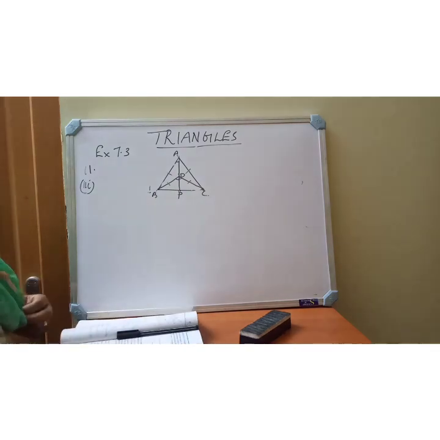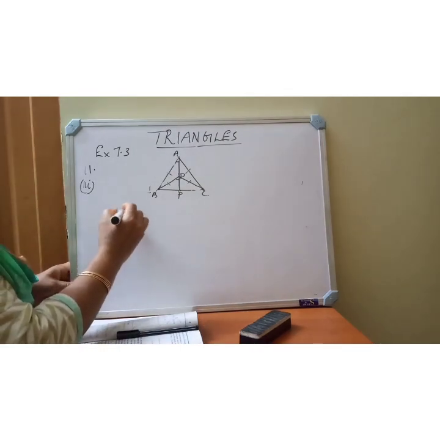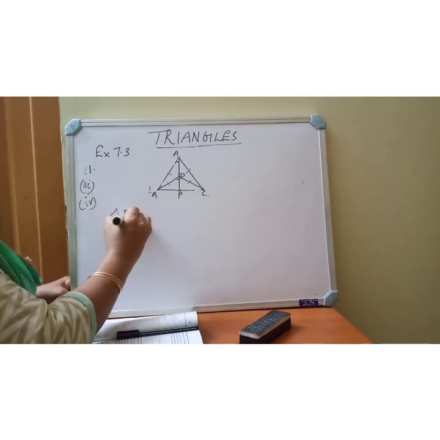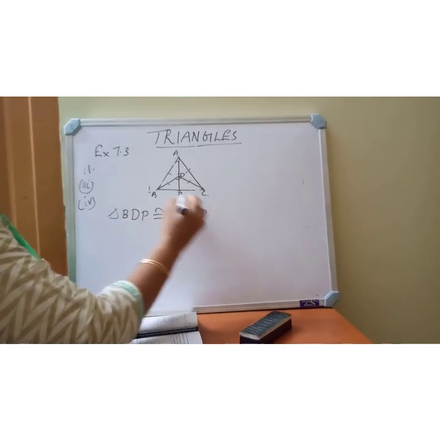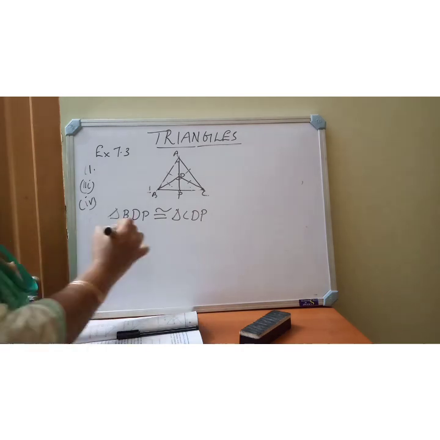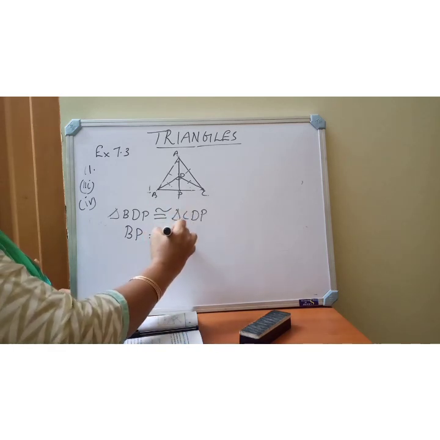For proving this, what do we have to do? All of you think of it. What do we have to do? Triangle BDP is congruent to triangle CDP. Already we did, isn't it? In the previous case also we applied the same. Fourth one: triangle BDP is congruent to triangle CDP. Okay. These two triangles are congruent means already BP equal to CP.